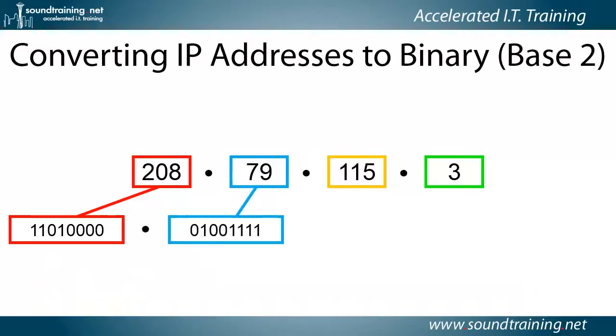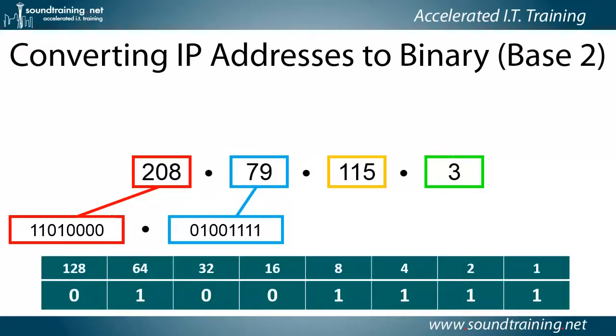Let's take a look at 79. 01001111. Well, let's take a look at where that comes from. In this case, the 1-bit, the 2-bit, the 4-bit, the 8-bit are turned on, as is the 64-bit. So 1 plus 2 equals 3, plus 4 equals 7, plus 8 equals 15, plus 64 equals 79.